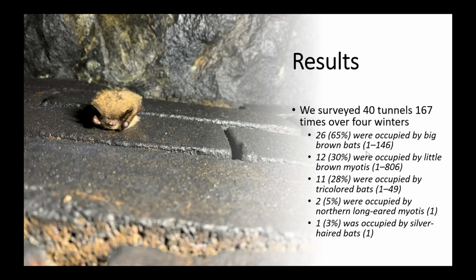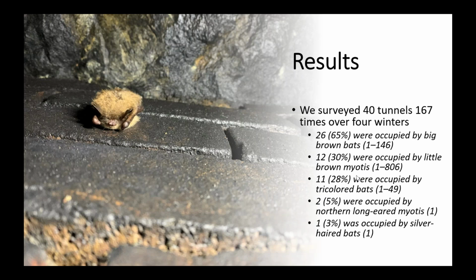And as we talk about some of our rarer bats, our percent goes down, but the importance, I think, goes up. 12 of our tunnels, that's a third, were occupied by little brown bats or little brown myotis. That's one of the species under extreme threat of white nose syndrome and currently under review by the U.S. Fish and Wildlife Service. And the number of little brown bats occupying these sites ranges from 1 to 806.